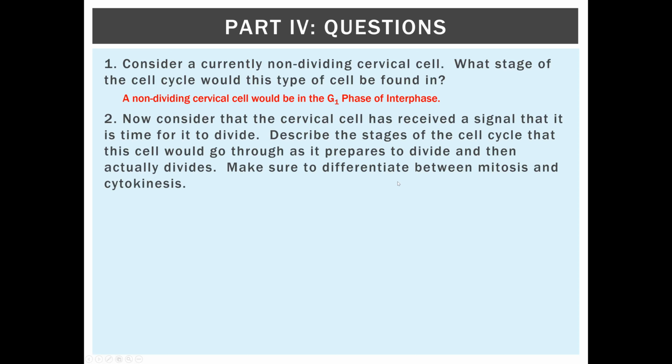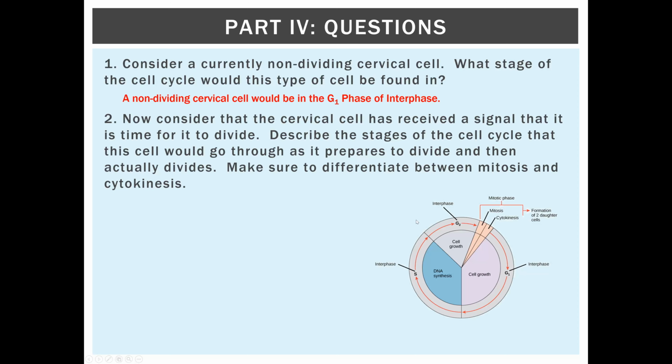Now consider that the cervical cell has received a signal that it is time for it to divide. Describe the stages of the cell cycle that the cell would go through as it prepares to divide and then actually divides. Make sure to differentiate between mitosis and cytokinesis. So it was hanging out in the G1 phase. Next, it would go to the S phase. Remember, S stands for synthesis. So this is where the DNA is replicated, or you can think of new DNA is synthesized.